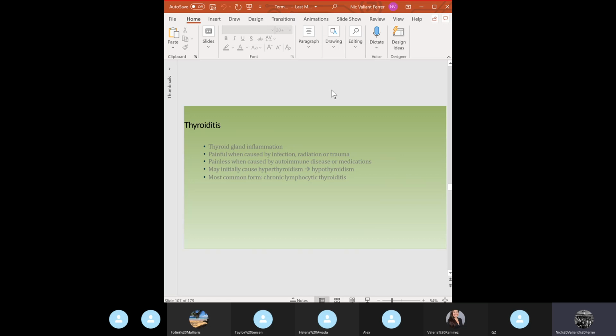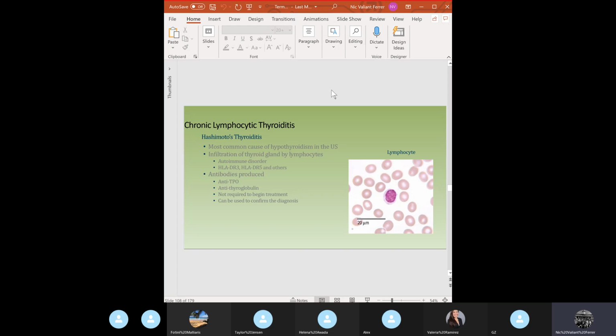The most common form is CLT, chronic lymphocytic thyroiditis, which is Hashimoto's thyroiditis. This is the most common cause of hypothyroidism in the US. Infiltration of the thyroid gland. Please know the HLAs, HLA-DR3, HLA-DR5. There are antibodies that are produced, anti-TPO, thyroid peroxidase.